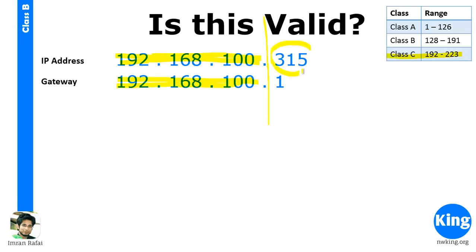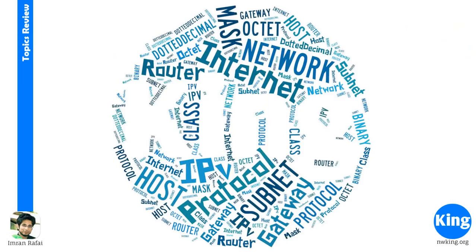But is this a valid host? What did I say? IP addresses can take from 0 to 255, but this 315 is not a valid IP address. I'm sure most of y'all didn't catch that.